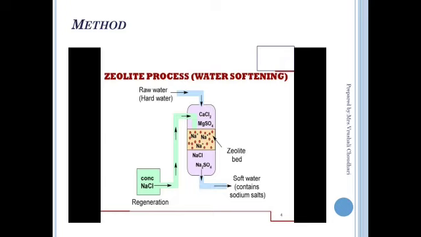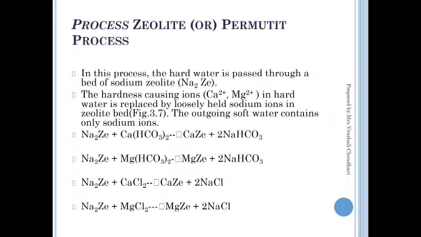The water which is coming from that zeolite column contains NaCl or Na2SO4. In this formula, calcium and magnesium are replaced by the sodium. So the water coming from the zeolite process contains the sodium salt, but it is free from calcium and magnesium. So we can call it soft water. When all sodium ions are replaced by the hard water, we are going to regenerate this zeolite with concentrated NaCl.